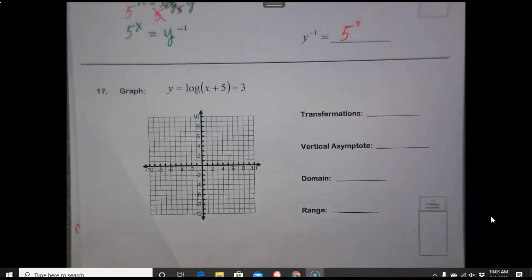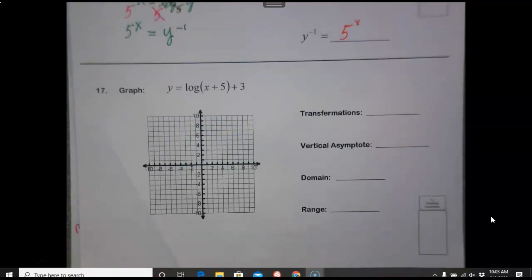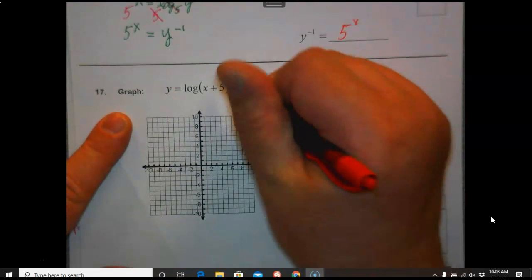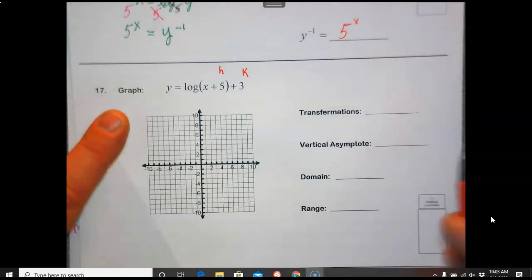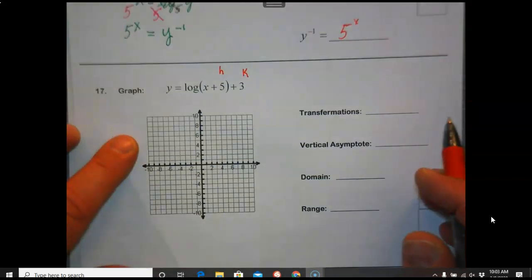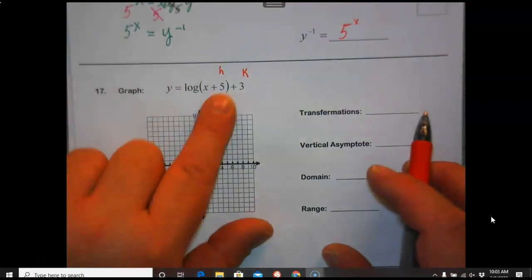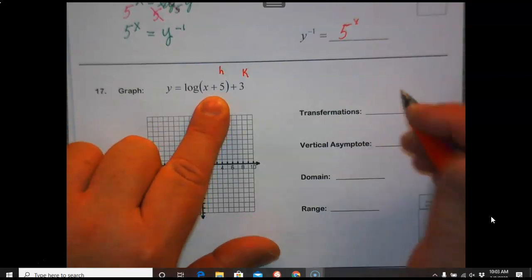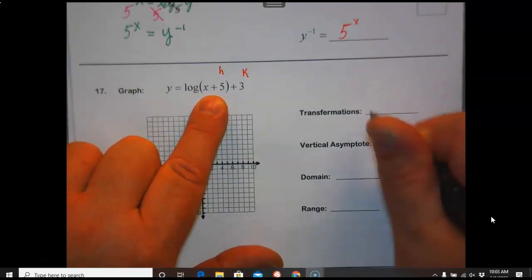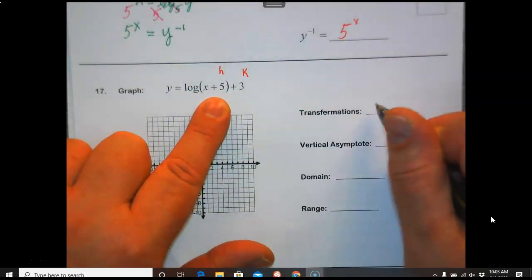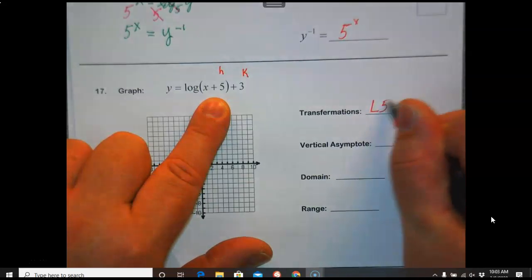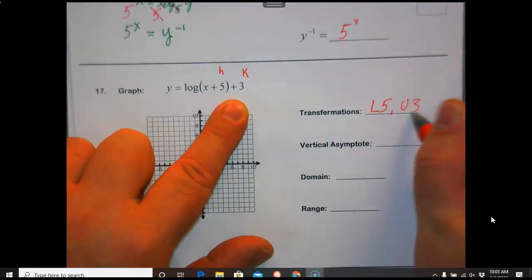All right. Graphing, when we did the exponential functions, now we're going to do the log function, right? Remember, this is my h, that's my k. So what are my shifts here? My transformations? Left 5, right? Because it's the opposite of the sign. It's in the mathematical symbol parentheses. So it's opposite the sign. Left 5, up 3.